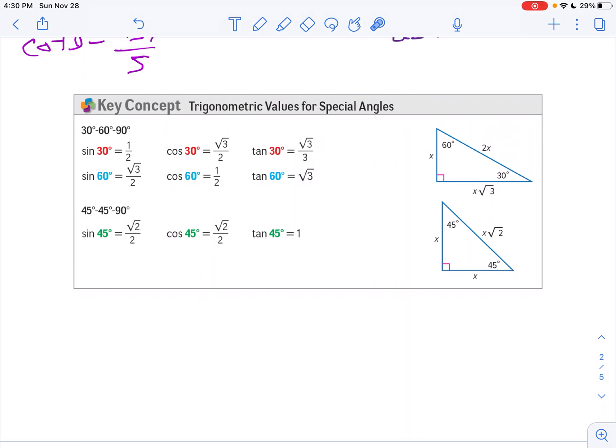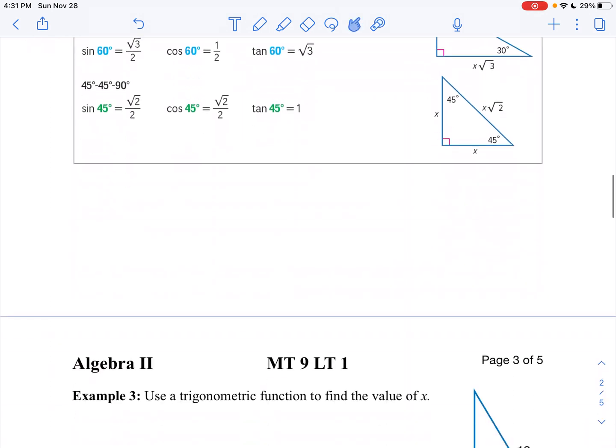And then I just flip those around for when I'm doing 60 degrees. So the sine of 60 is the square root of 3 over 2. The cosine of 60 is 1/2. And the tangent of 60 is the square root of 3 over 1, which is the square root of 3. Then if we look at 45, the sine and cosine of 45 are both the square root of 2 over 2. And the tangent of 45 is 1. Now we can use that to apply to a problem.